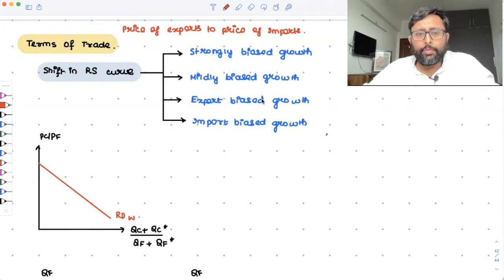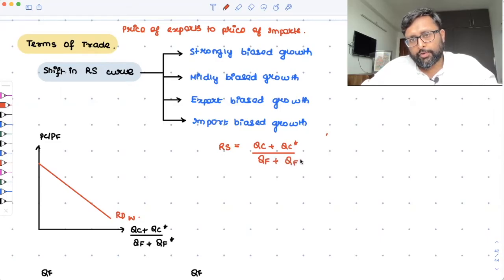So home is producing how much of cloth? QC. How much of food? QF. Foreign is producing how much of cloth? QC star. How much of food? QF star. And the relative supply of cloth is the amount of cloth produced by home plus amount of cloth produced by foreign, upon amount of food produced by home plus amount of food produced by foreign, like this.